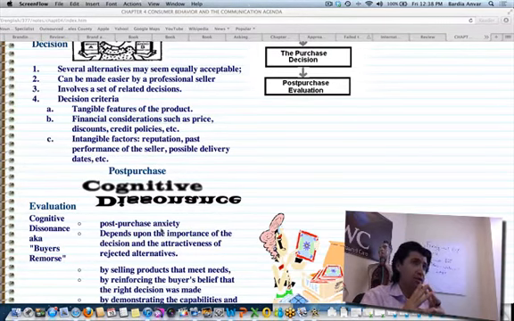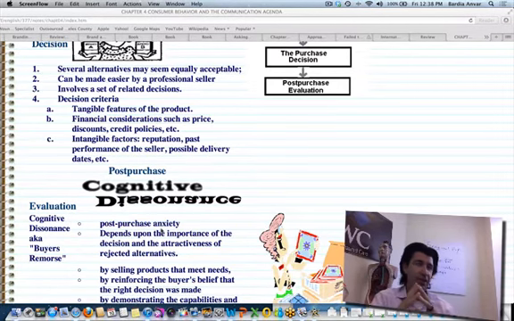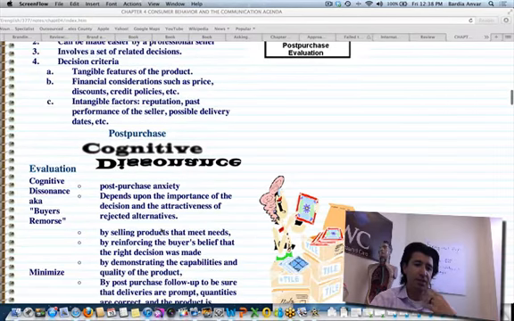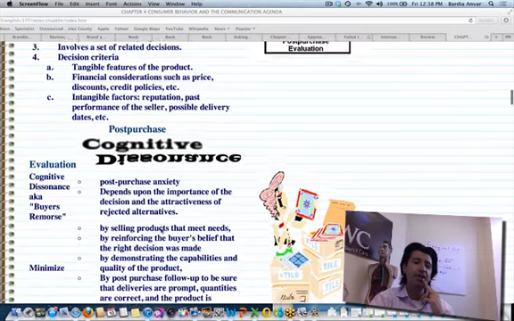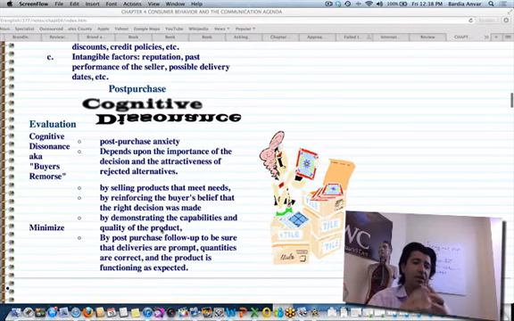Another thing which occurs is cognitive dissonance, where a lot of people, once they've purchased something, may have post-purchase buyer's remorse or anxiety, and they're not really happy with their purchase. It depends upon the importance of the decision and the attractiveness of rejected alternatives. But by selling products that meet needs, by reinforcing the buyer, by following up with them, and by demonstrating the qualities, usually you can take that away.